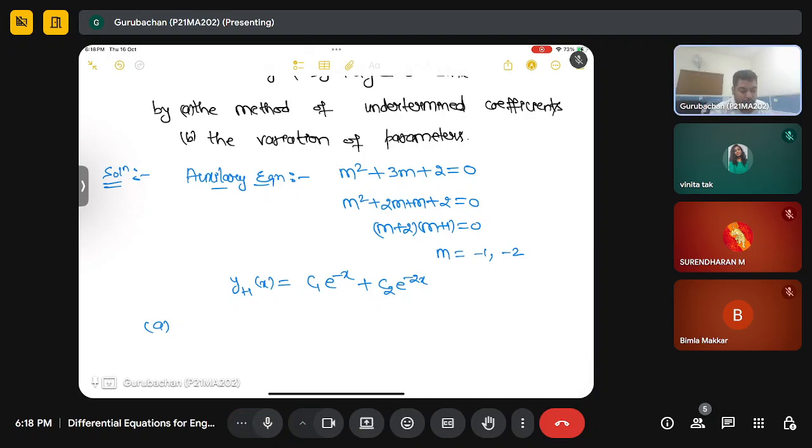So let me recall that if we are working over e to the power ax, it will be annihilated by the operator D minus a. How? Let me just write it. So this will give you zero.